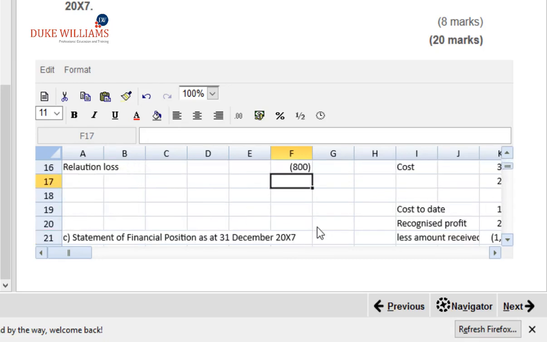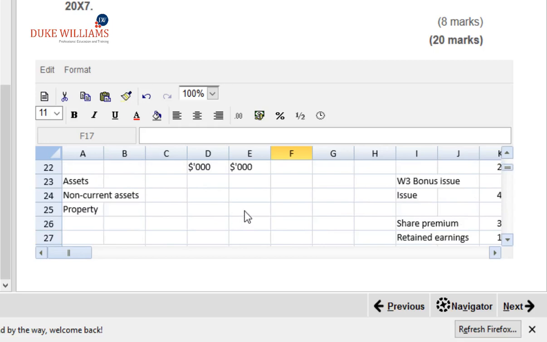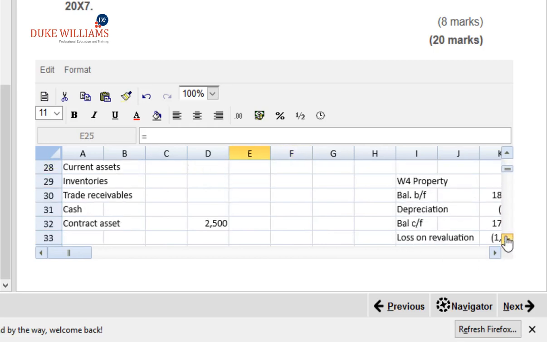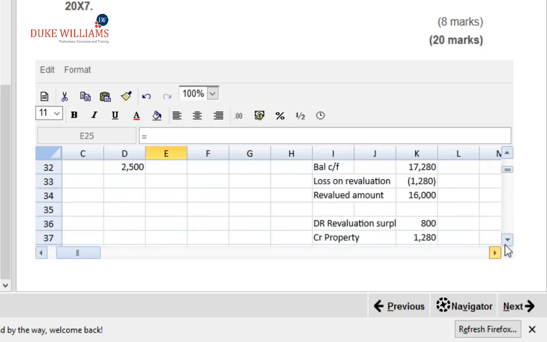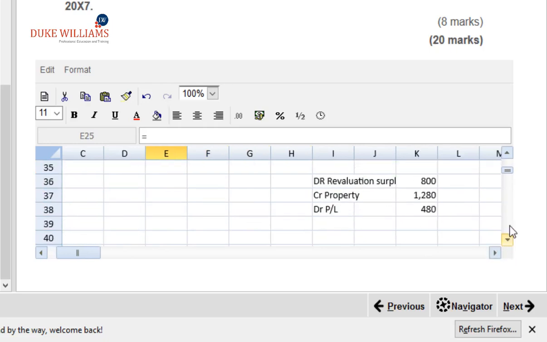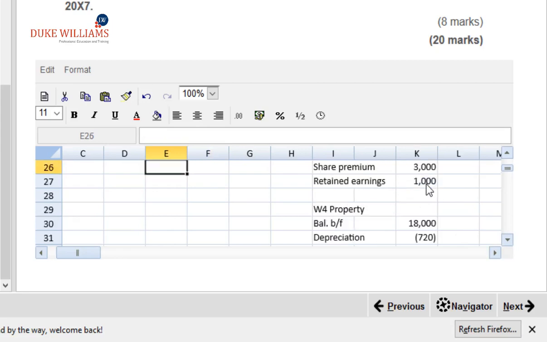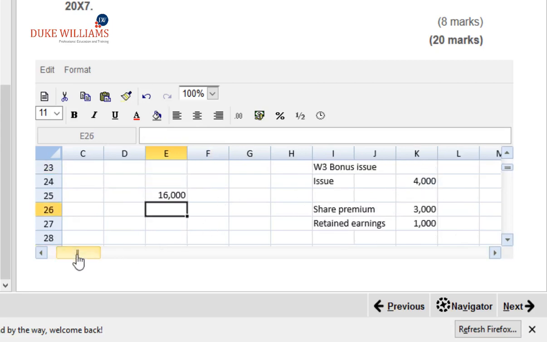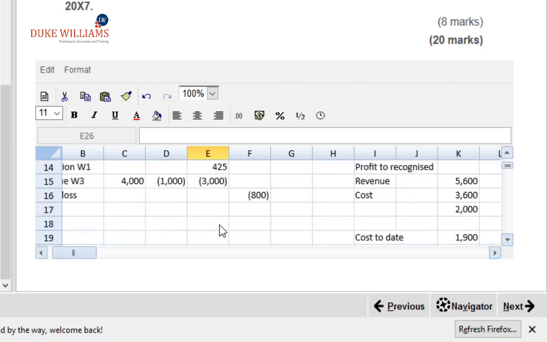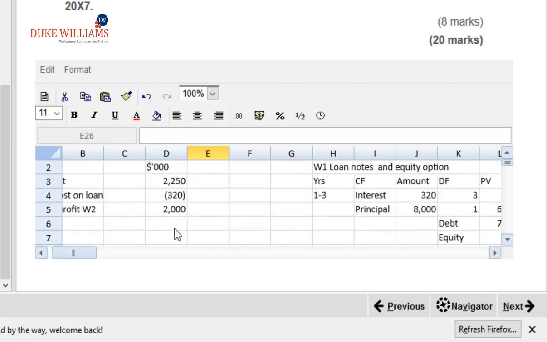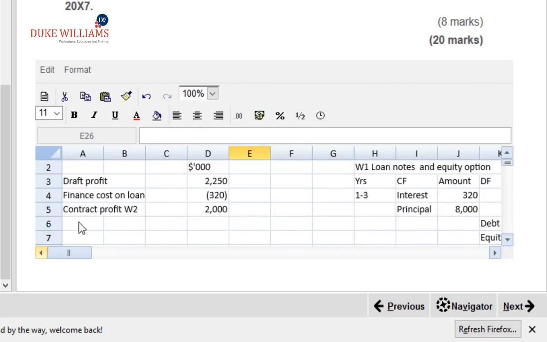Now we can go to the financial position and bring our property balance. Our property balance is 16,000 because that's the new amount. So there we have it. It's 16 on the property, and then we have our P&L to work on. So basically we have the depreciation on property.